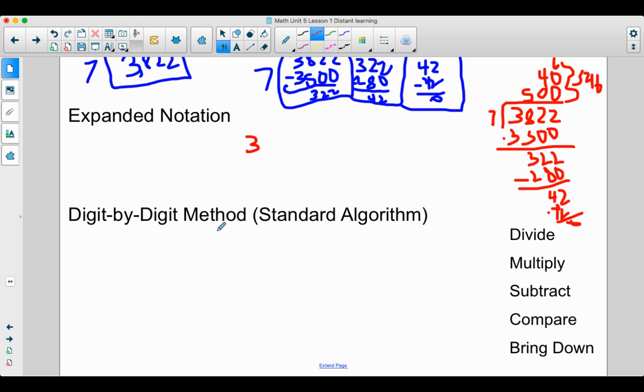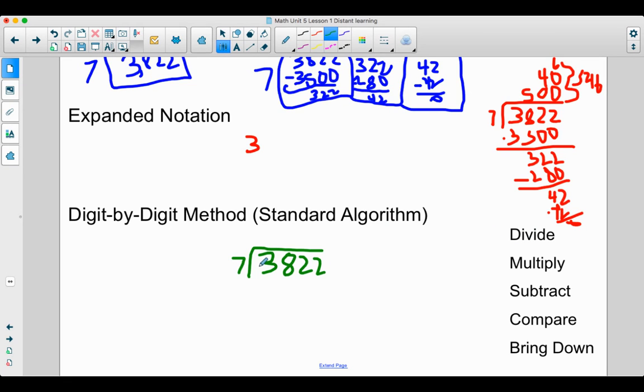Finally, the digit by digit method, also called the standard algorithm. Your parents should be excited about this. This is the one that they are probably most familiar with, and that I'm going to ask that you work toward as being a more efficient method. So, 3,822 divided by 7. First, I divide.